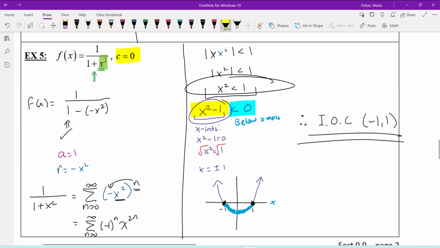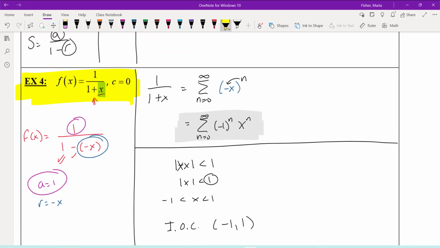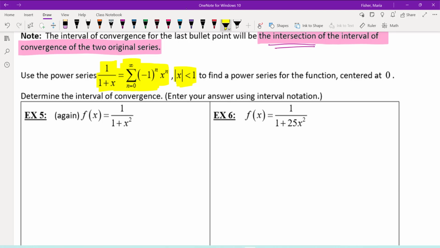Notice that's exactly what we got for this one right here because it's number 4, and we got the exact same thing, and we knew that the absolute value of x had to be less than 1. So what we want to do is use this formula to find a power series centered at 0, and then again determine that interval of convergence. So we're going to do number 5 again. Well, number 5 we already know what it is, but we wanted to rewrite it a different way.